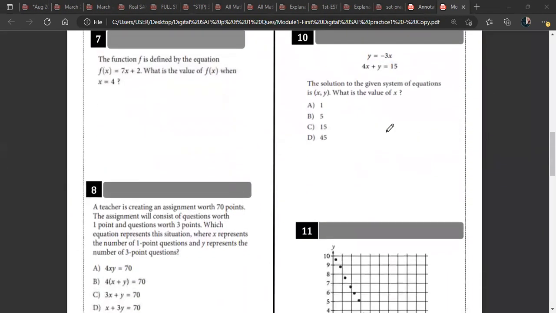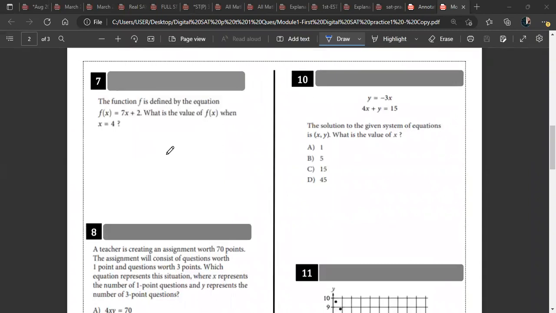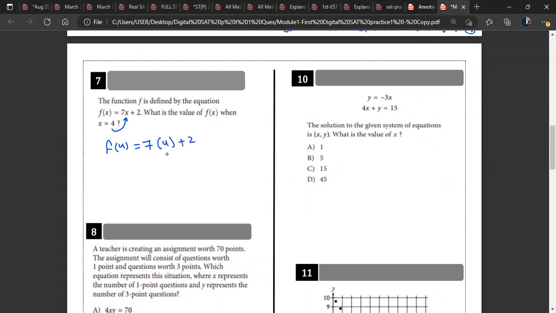Okay. Now, let's take question number 7. The function f is defined by the equation f of x equals 7x plus 2. What is the value of f of x when x equals 4? It's easy. You just substitute or plug in 4 in the equation. So you have f of 4 equals 7 multiplied by 4 plus 2, using a calculator or mentally. 7 times 4 equals 28, plus 2 equals 30.